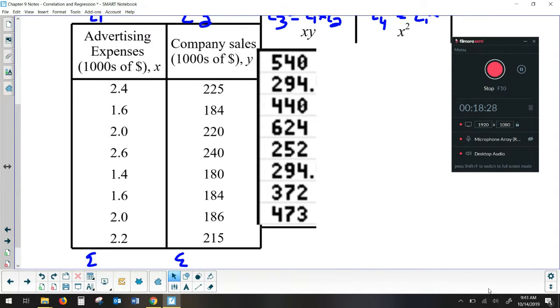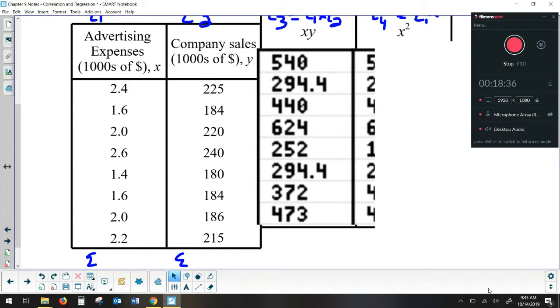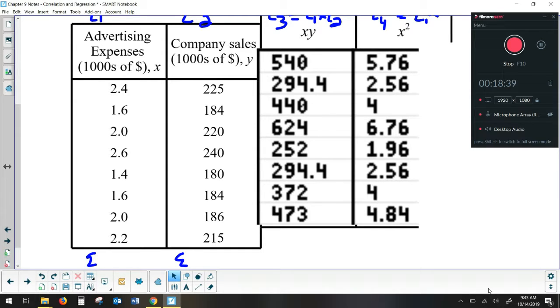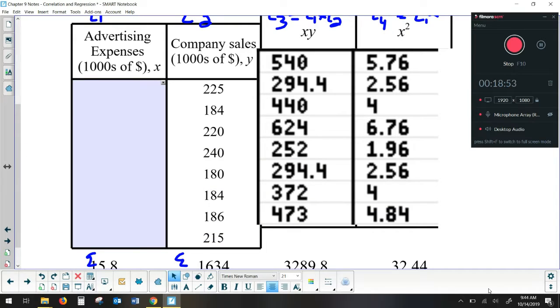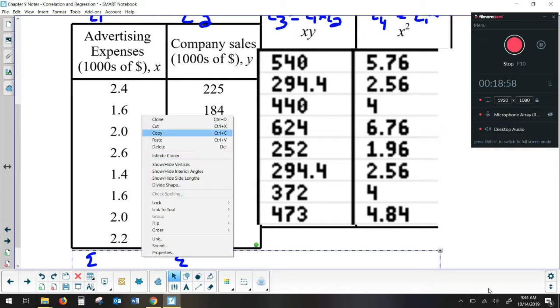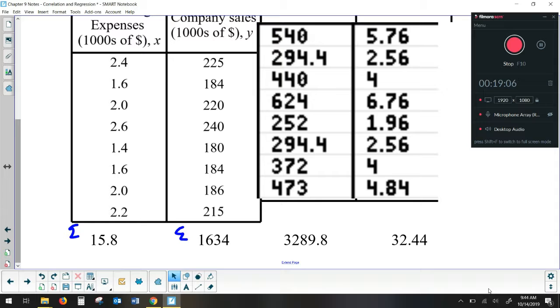Okay, first one, x times y. These are what your numbers should look like. X squared, 5.76. Shoot, okay, my bad. 5.76. Summing all of those numbers up, you're going to get 115.8.